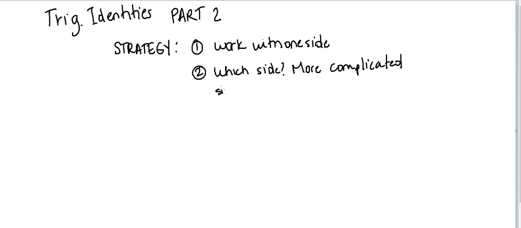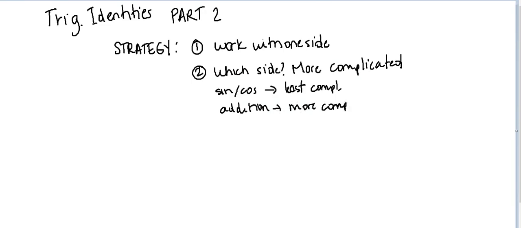Just to clarify, sine and cosine are considered the least complicated. And anything with an addition, if there's an addition, it's more complicated. For example, if one side had sine and cos and one side had an addition with sine and cos, then you would pick the side with the addition. If one side had the secant and tan and the other side had tan plus something, the addition is more complicated.